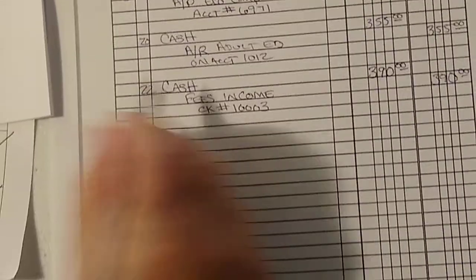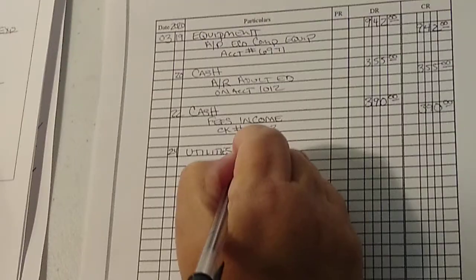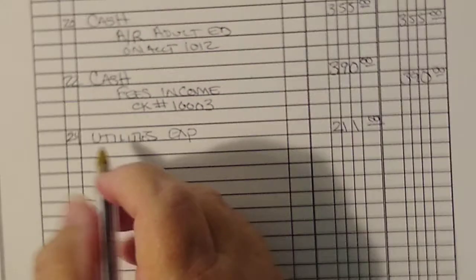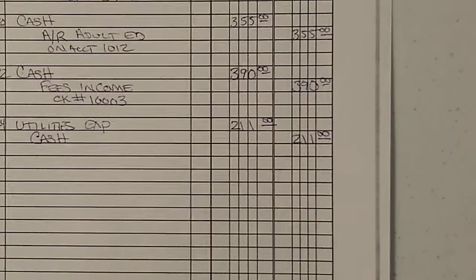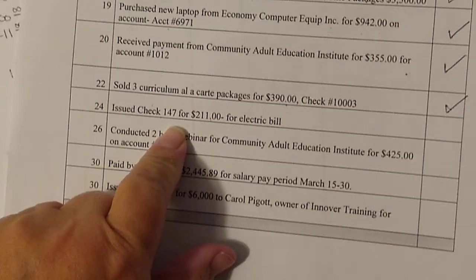Put the date. The date is the 24th. What account got debited? Utilities expense. Okay. 211. What account got credited? That was cash. $211. And that was with check number 147. All right, done with that one.